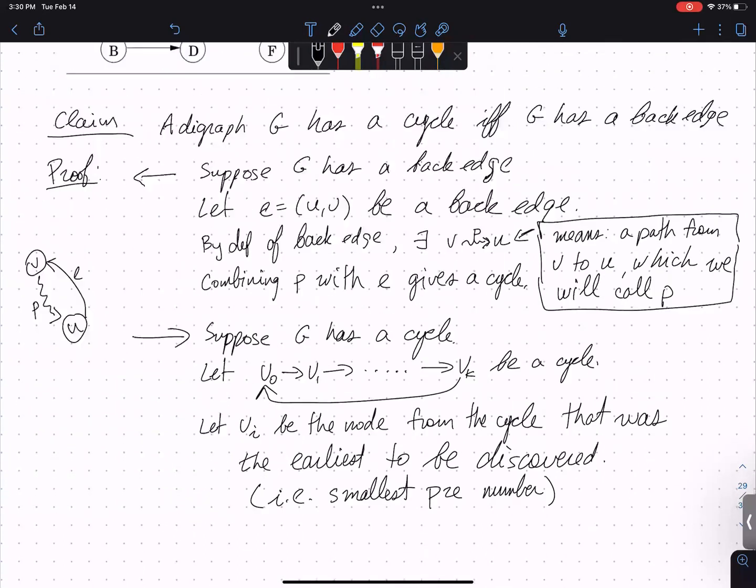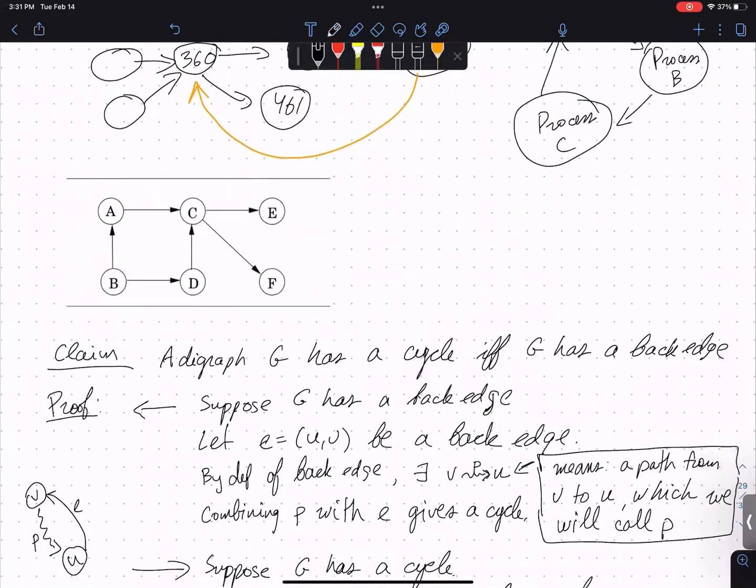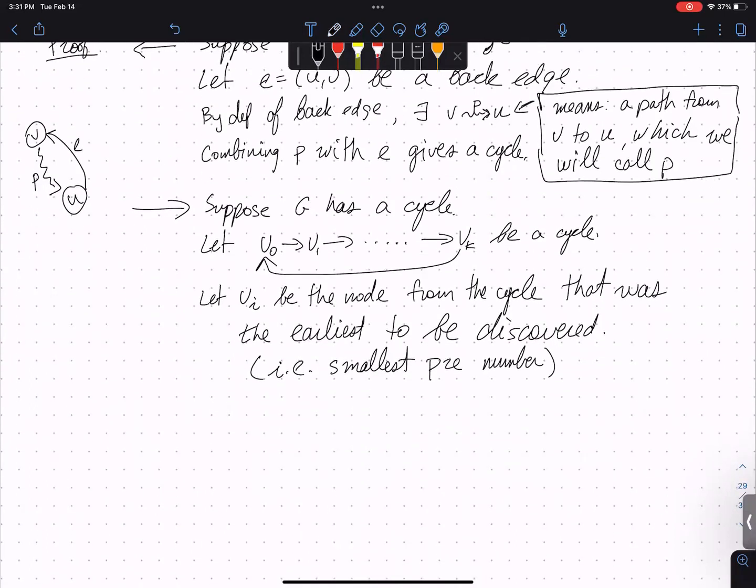Okay, so going back to our motivation, now we've called this guy VI. Now we just need to identify what this edge is. This is going to be our back edge. Well, that's the edge from just the previous node on the cycle. If this is VI, then this is VI minus 1, the previous one. So let E be the VI minus 1 to VI edge.